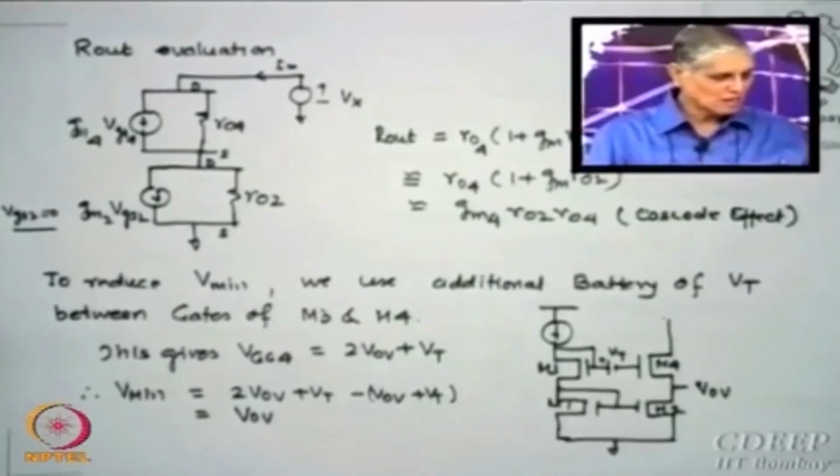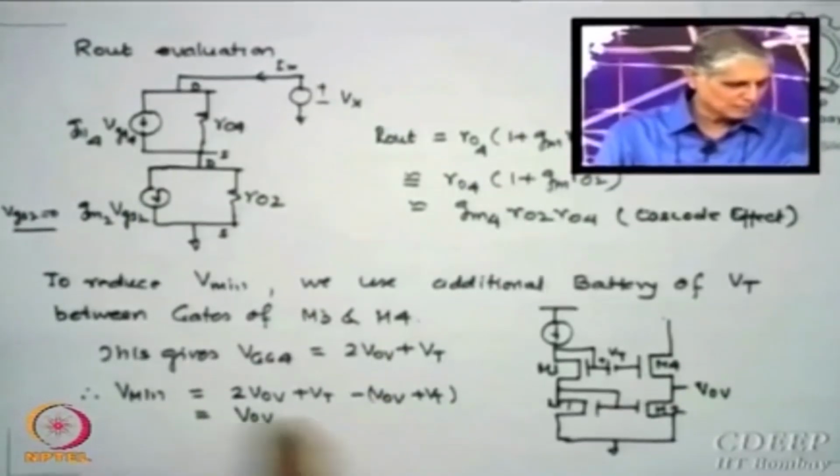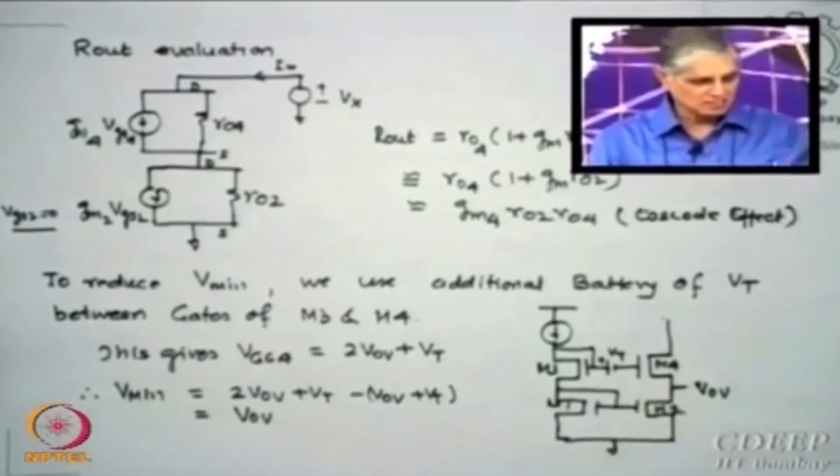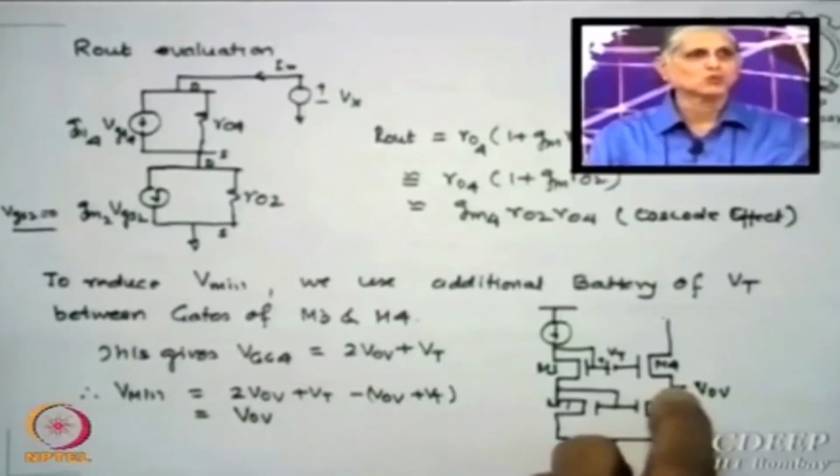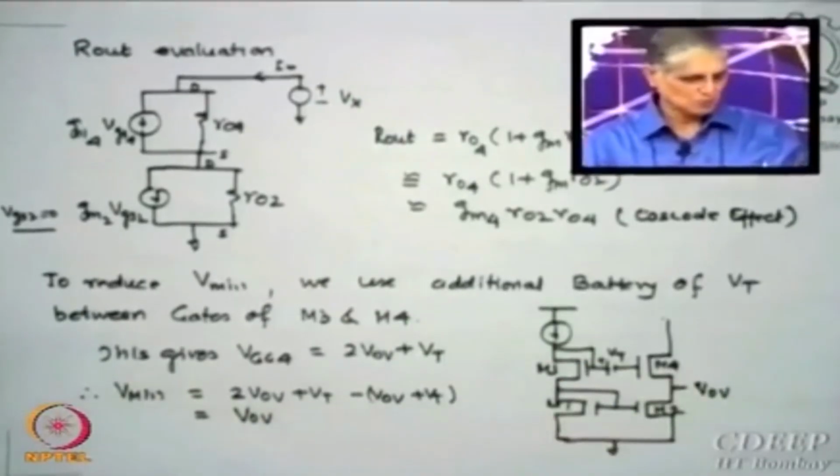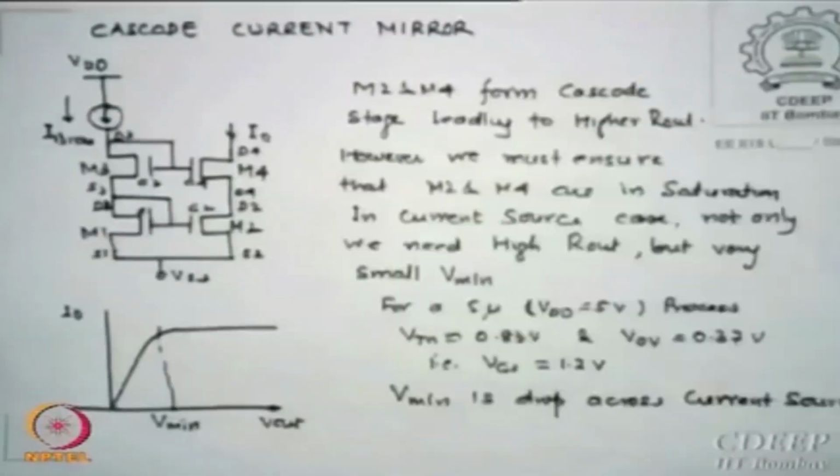Is that okay? Sorry, I should not have said this. What you have said is correct. This is VDS2, the value which I got. Okay, we are very good.